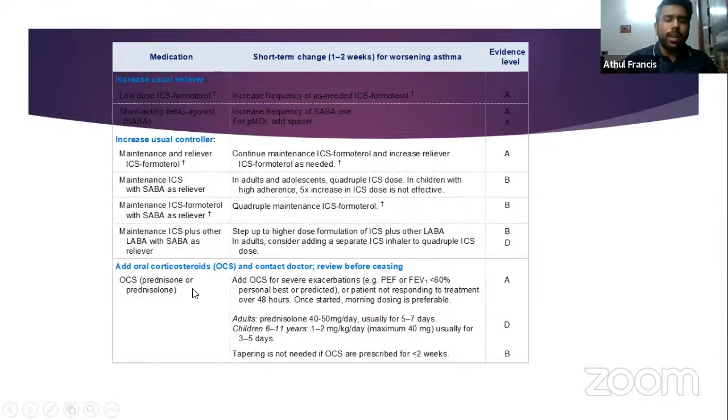If you feel that the symptom is very severe, that is on your discretion, you can consider giving oral steroids for severe exacerbation. In adults, it's prednisolone 40 to 50 milligram per day, usually for 5 to 7 days. In children, it is 1 to 2 milligram per kg per day. Because it's a short course, given only for 5 to 7 days, there's no tapering needed. Tapering is not needed if the OCS is prescribed for less than or equal to 2 weeks.